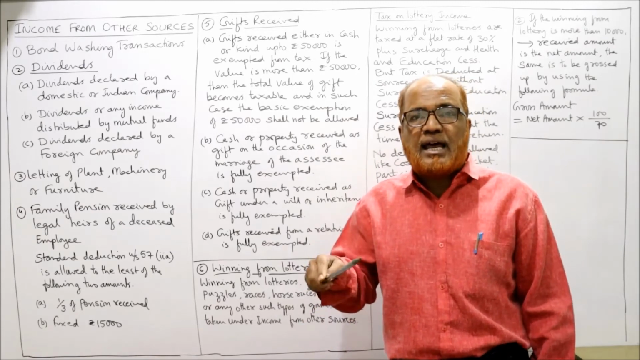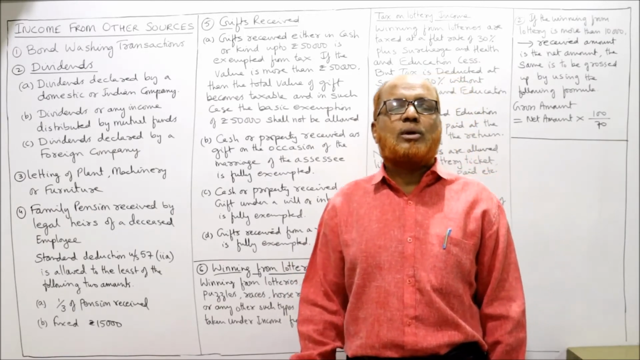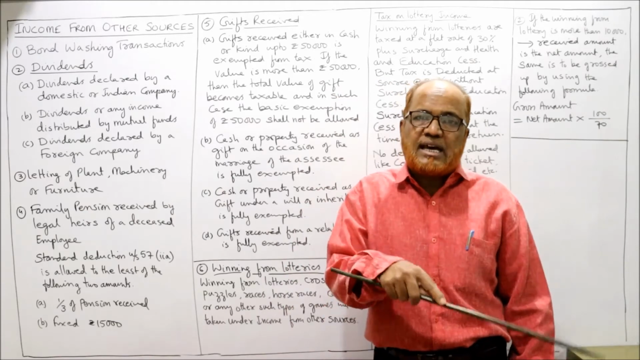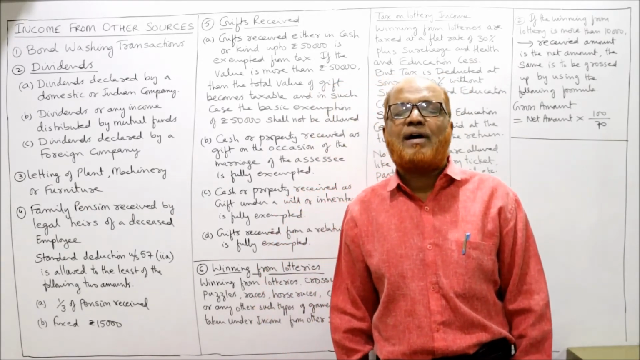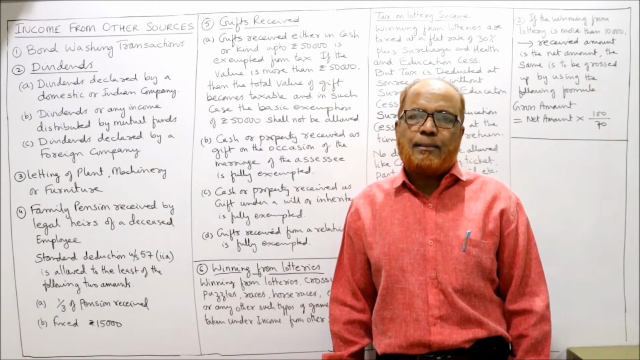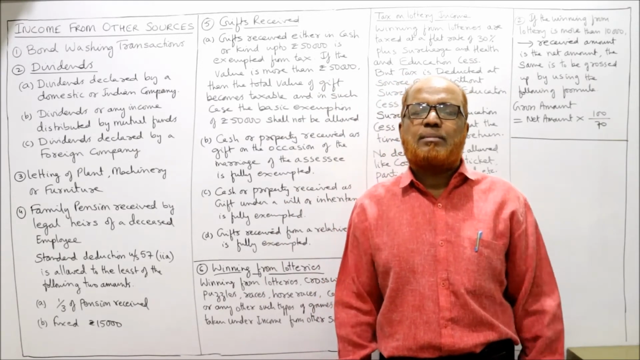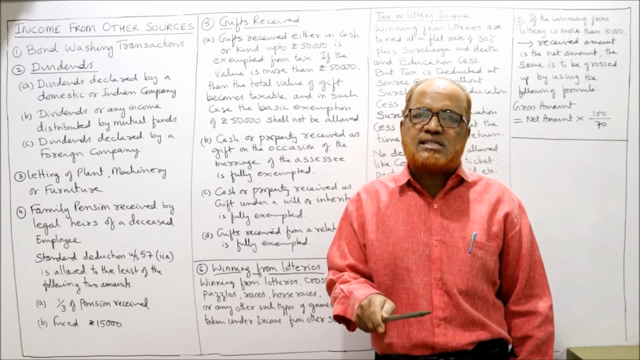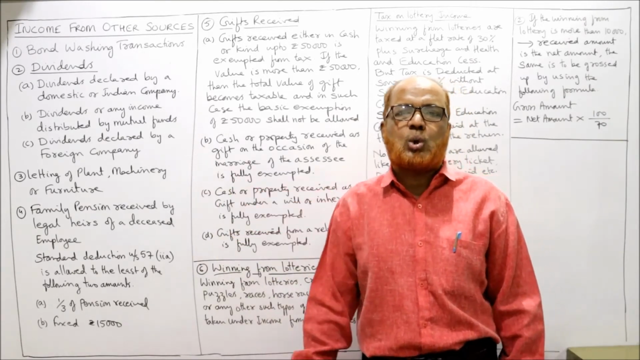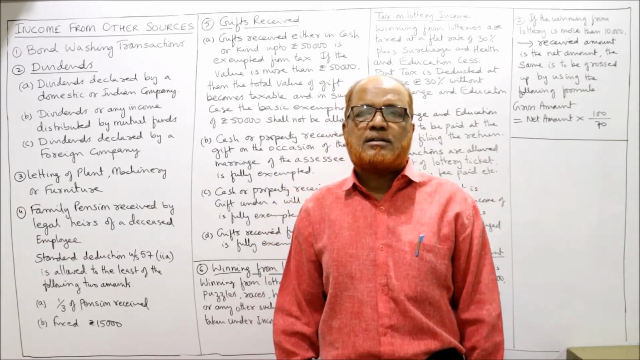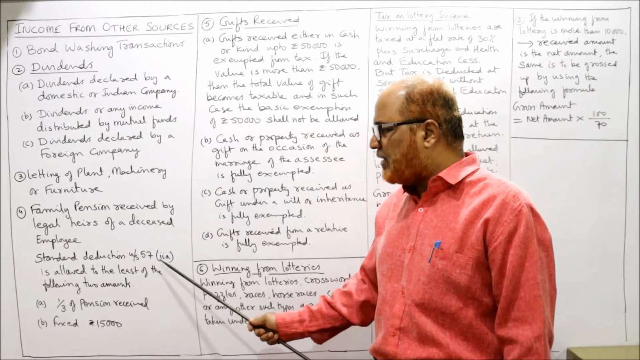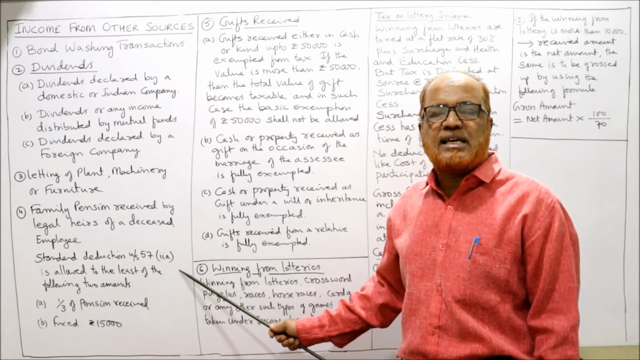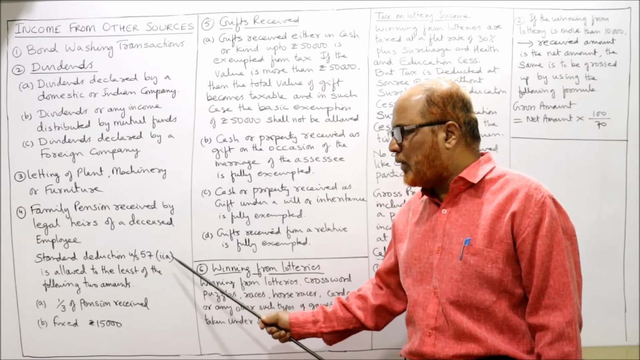But if Mr. X dies, according to the provision, suppose Mrs. X, the wife of Mr. X, is getting the pension. This is called family pension. According to the provisions of the Income Tax Act, family pension is taxable under income from other sources. But deduction will be allowed. Standard deduction under section 57(2)(a) will be allowed if an assessee is getting family pension.